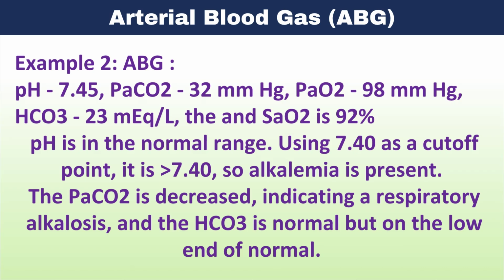The value consistent with the pH is partial pressure of carbon dioxide. Therefore, this is primary respiratory alkalosis. The bicarbonate is in the range of normal and thus not inconsistent with the pH. So there is a lack of compensation. Partial pressure of oxygen is within the normal range, so there is no abnormality in oxygenation.